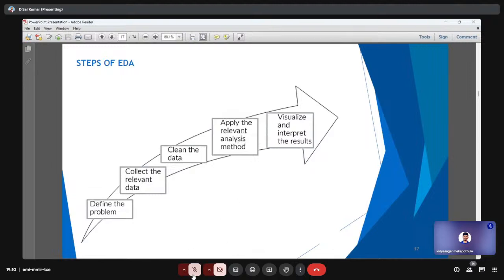Looks like also, your screen is stuck, sir. Actually, is it the 17th page only? Yes, sir, page 17.